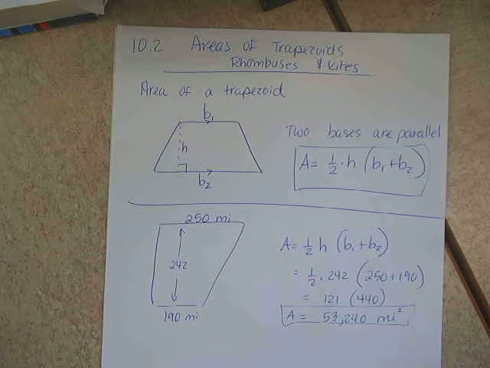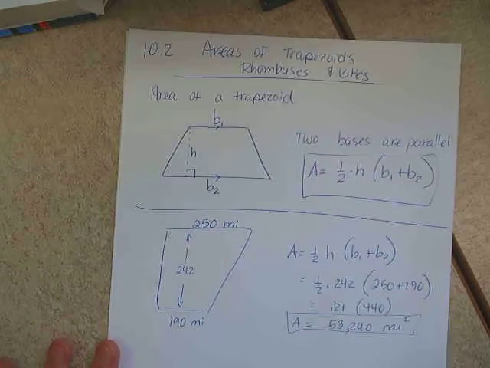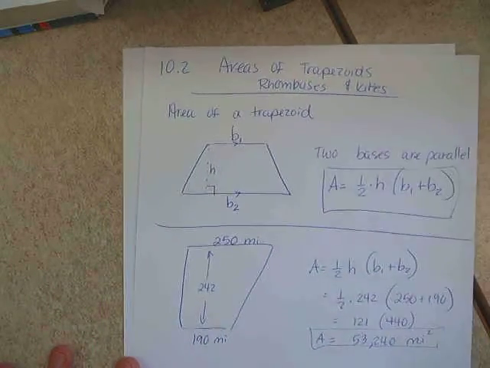Base 1 and base 2: the 1 and the 2 are just a subscript indicating that the bases are two separate lengths. They're both bases, but they don't represent the same dimension. They are different. So they're both bases, but different dimensions.